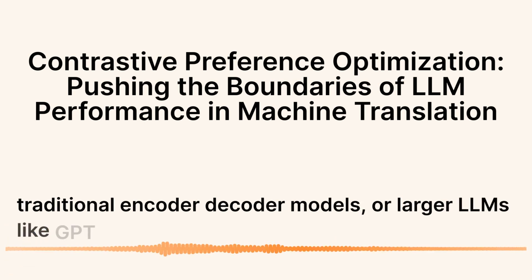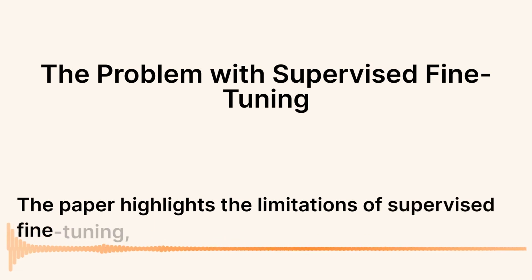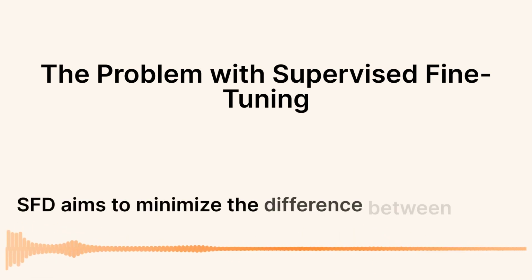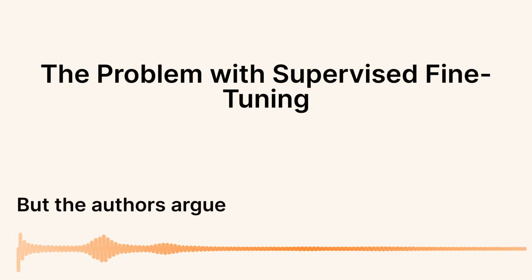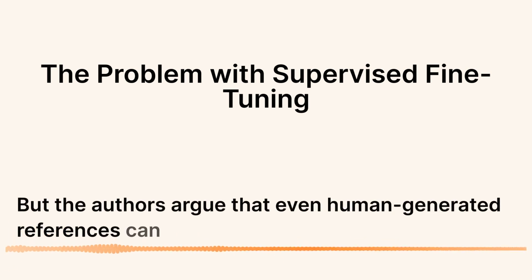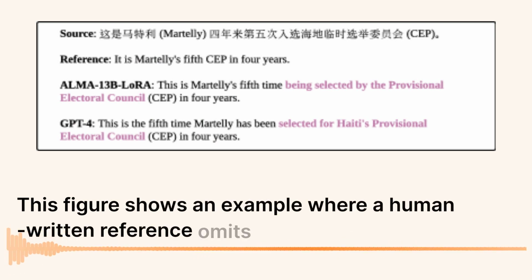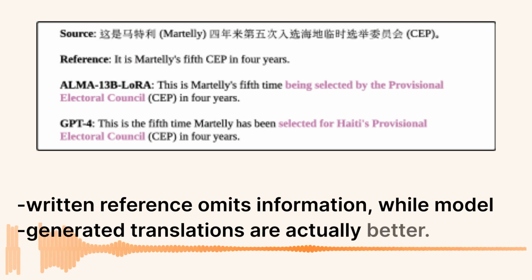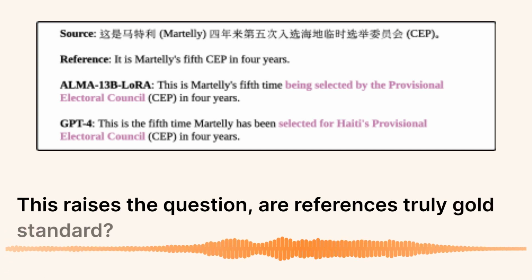The authors argue that while these LLMs show promise, they often fall short compared to traditional encoder-decoder models or larger LLMs like GPT-4. The paper highlights the limitations of supervised fine-tuning, SFT, for LLMs in MT. SFT aims to minimize the difference between model outputs and reference translations, but the authors argue that even human-generated references can be flawed. This figure shows an example where a human-written reference omits information, while model-generated translations are actually better. This raises the question, are references truly gold standard?